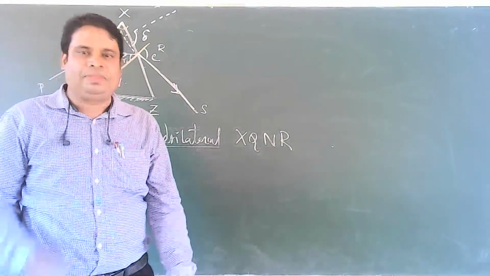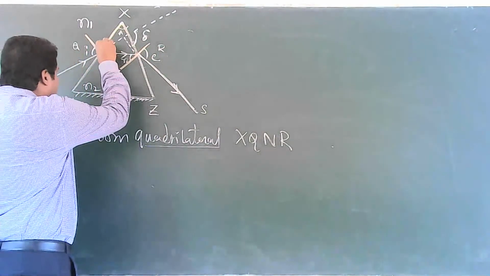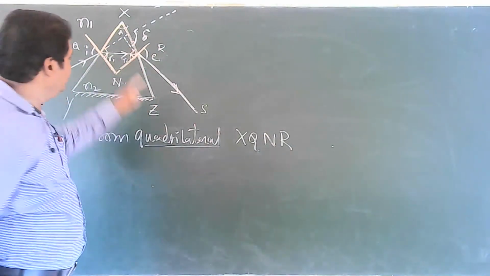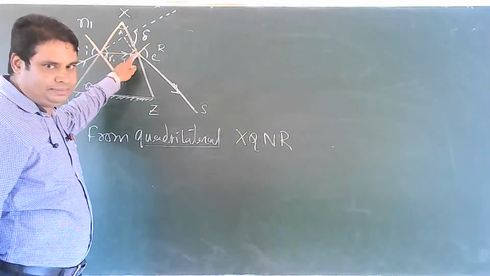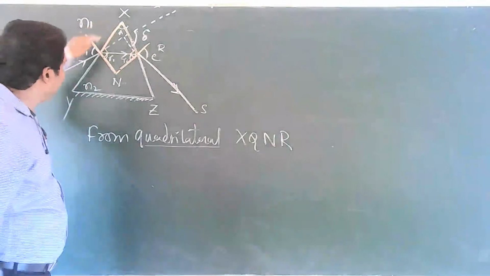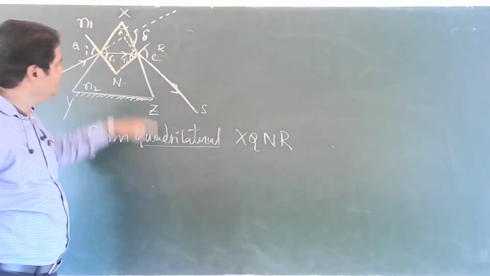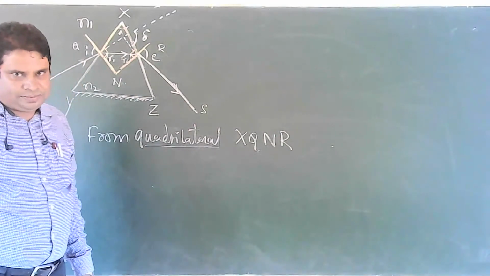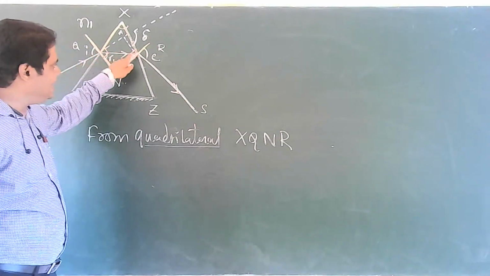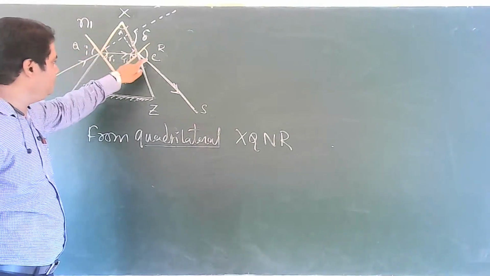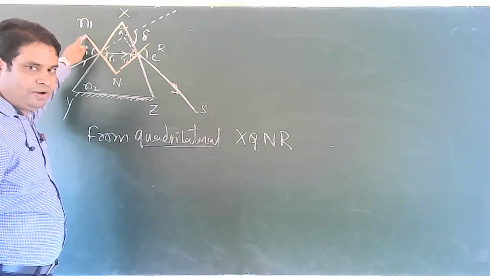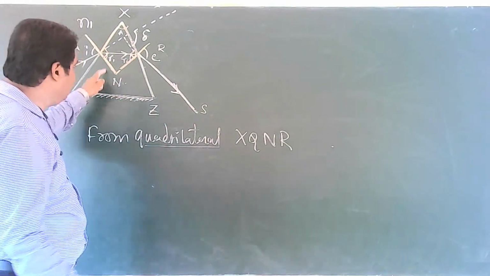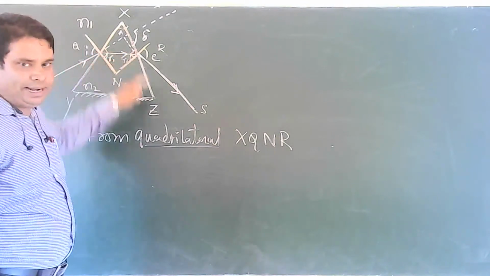You know, normal means perpendicular, 90 degree. This angle is equal to this angle is equal to 90 degree. For a given quadrilateral, sum of all internal angles will be equal to 360. If this is 90, this is 90, why? This is normal. Normal is perpendicular to the surface always. As this is perpendicular, this angle will be 90, this angle will be 90.